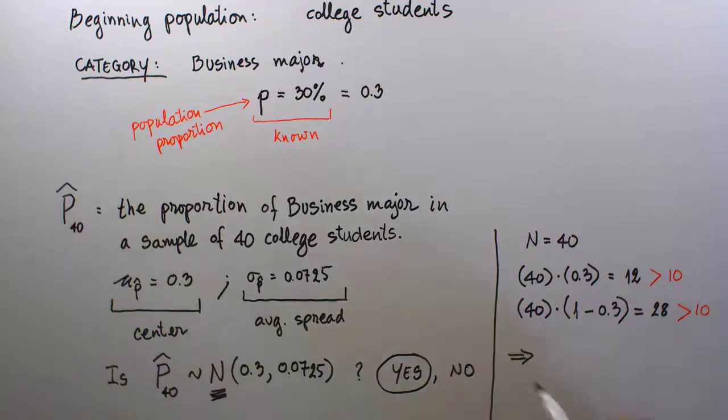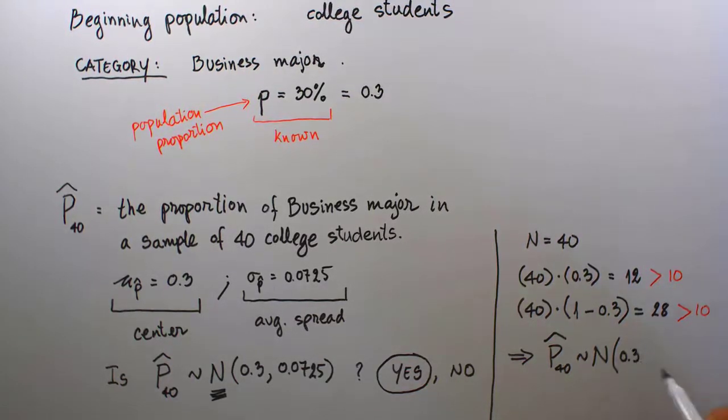And that is the reason that leads me to conclude that my sampling distribution, capital P hat 40, is on a bell curve, normally distributed with center at the previously found 0.3 and average spread previously found, 0.0725. So we put a check here.